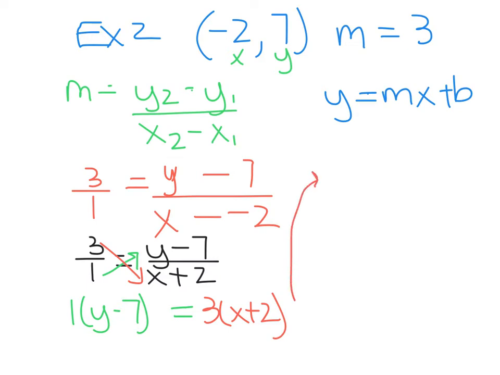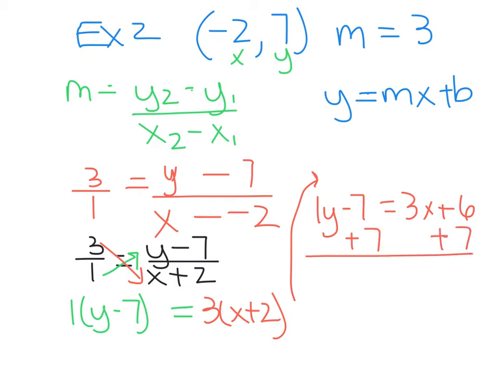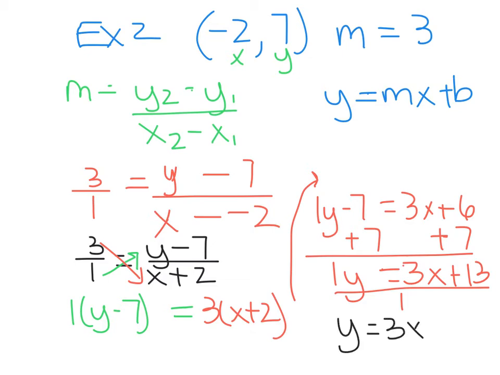I'm going to do the distributive property. I get 1y minus 7 equals 3x plus 6. Now I've got to get it in y equals mx plus b form, so I'm going to add 7 to both sides. I get 1y equals 3x plus 13. And this time I just need to divide by 1, which doesn't change anything. So my final answer is y equals 3 divided by 1 is 3, so 3x, 13 divided by 1 is plus 13, so my answer is y equals 3x plus 13.